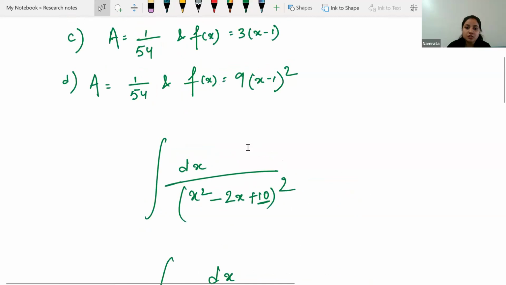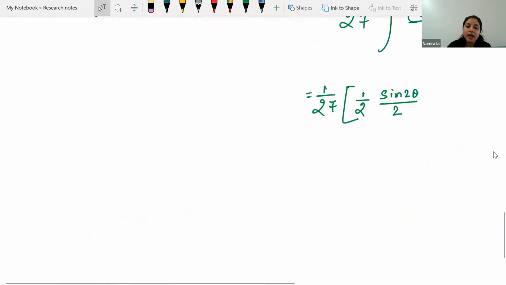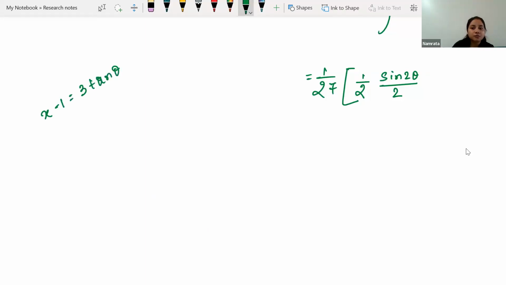What we have done for substitution, we have taken x minus 1 as 3 tan theta. Let's do the back substitution. We have taken x minus 1 equals 3 tan theta. So if we have to do the back substitution for theta, we will have tan inverse of (x minus 1)/3 for theta. Is it clear how I'm writing this theta?